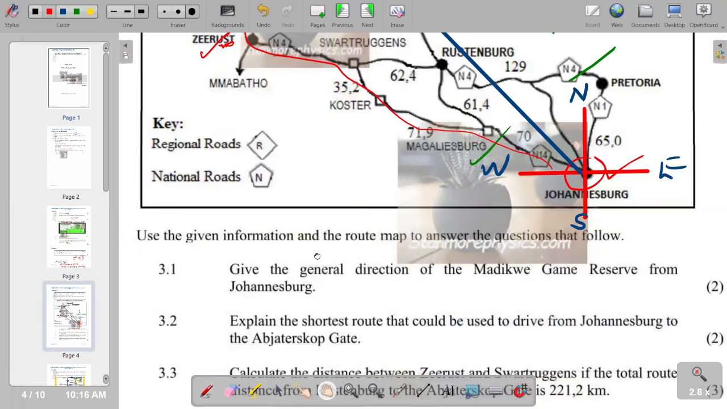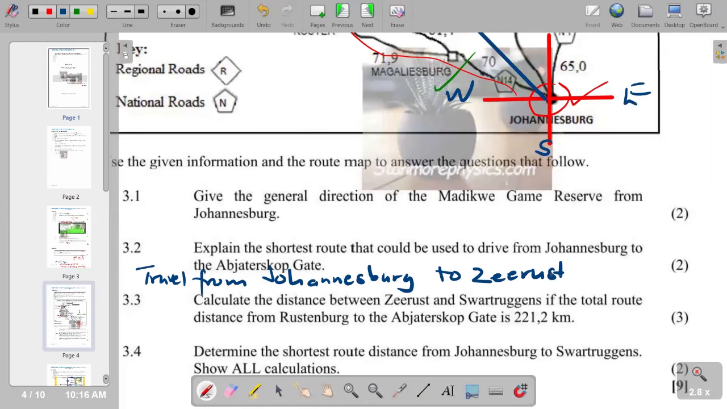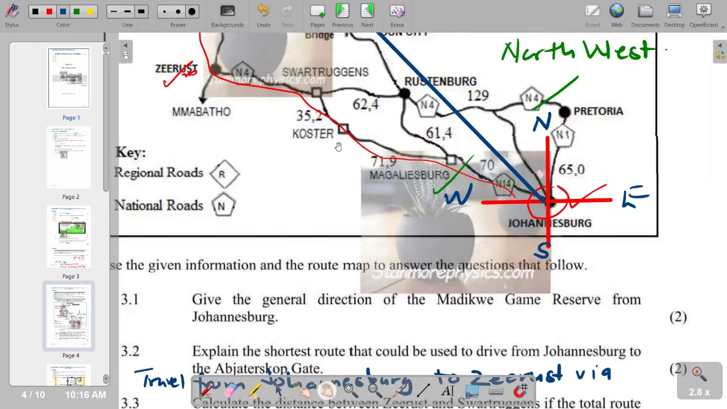So in terms of our description, we are going to say travel from Johannesburg to Zeerust via, of course, we can say via, check where we have, according to what we have got, Koster there. It can be via Koster, which is on this part, via Koster.